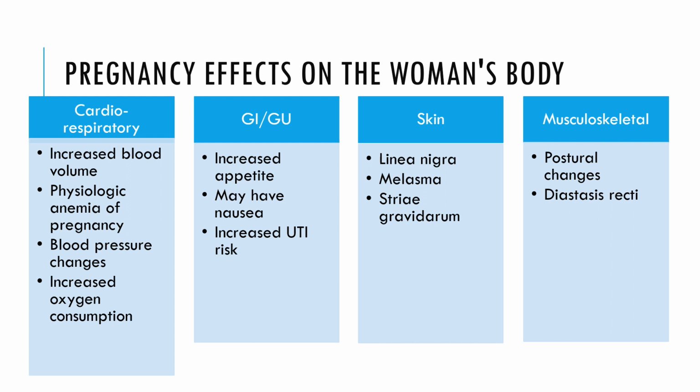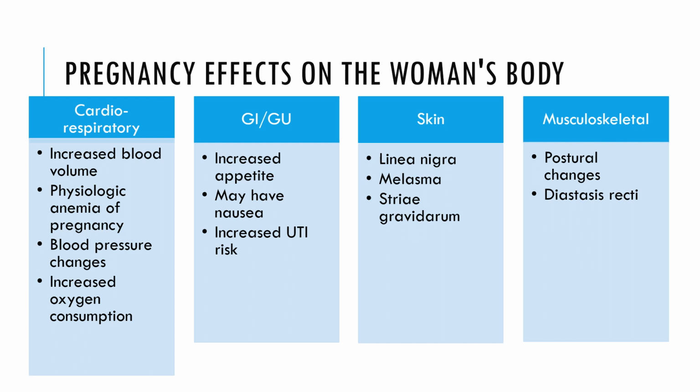With respects to the GU urinary system, the woman is going to be at an increased risk to develop urinary tract infections. So the bladder capacity will double, bladder tone will decrease. But as the uterus enlarges, it may exert more pressure on that bladder. So women may experience increased frequency and urinary urgency throughout their pregnancy.